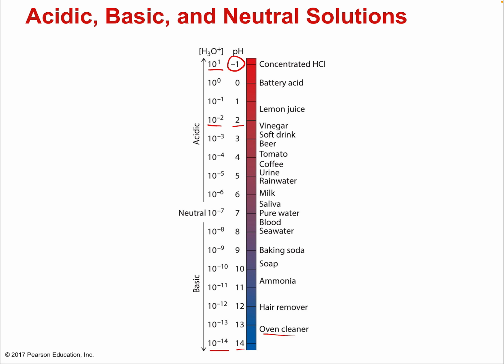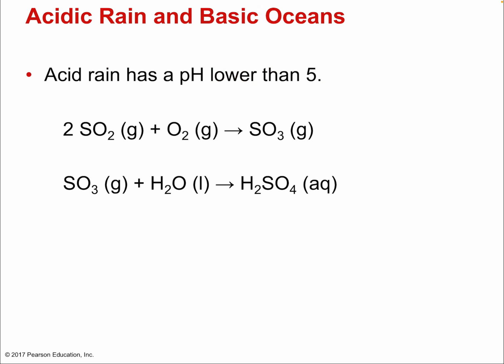So very strong bases have dramatic effects: oven cleaner, hair remover, ammonia. Very strong acids are the same way. All right? Things in the middle tend to be easier to handle biologically speaking. Okay? So acid rain has a pH lower than 5.